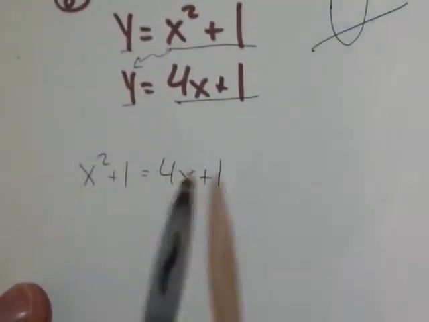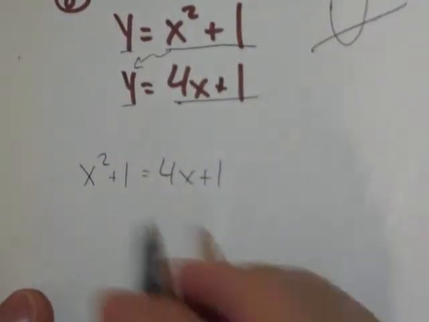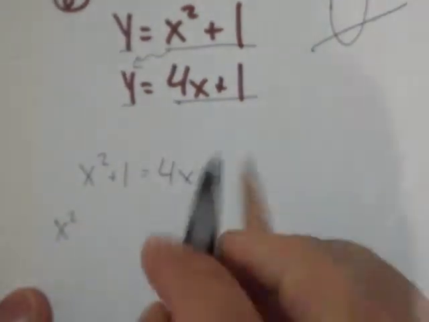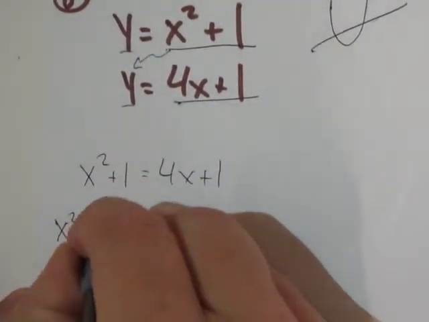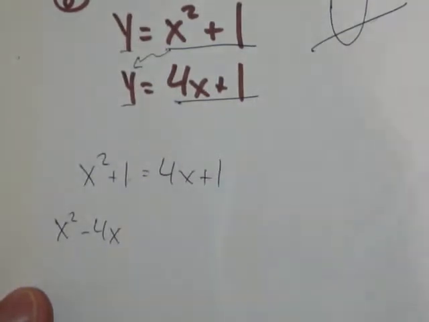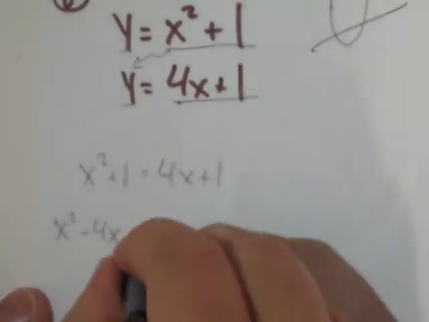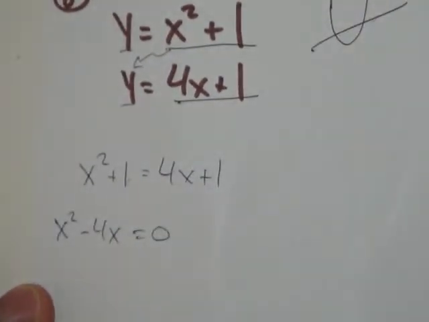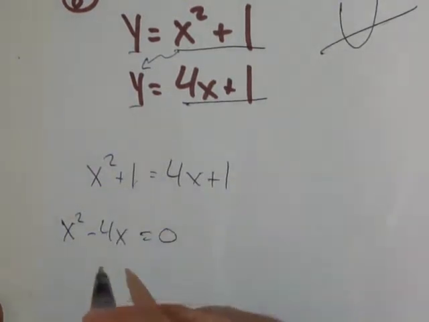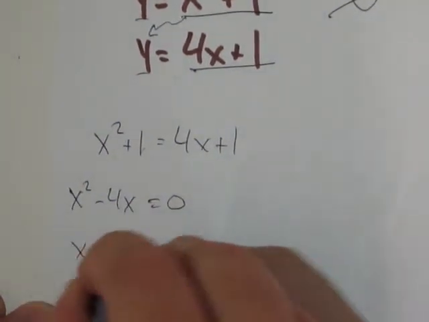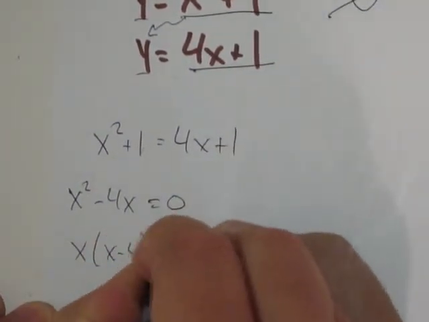Okay. Now let me solve a quadratic, get everything over to one side. So we'll do x squared, we'll subtract the 4x, minus 4x, and then we'll subtract the 1, so we just get nothing, equals 0. So we get x squared minus 4x equals 0. Then we can go ahead and factor this. So we'll factor out the x. So x times x minus 4 equals 0.